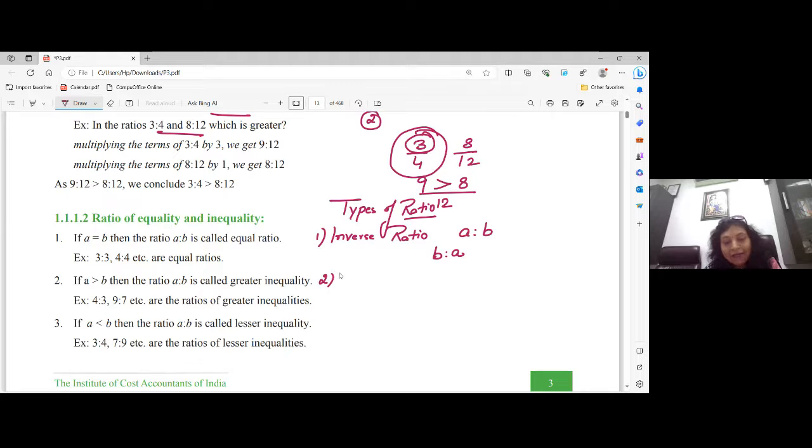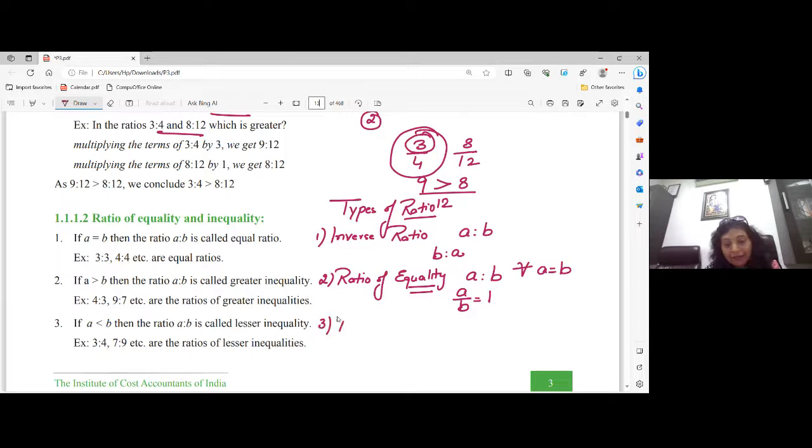Second, we have ratio of equality. Now, what is ratio of equality? If both the terms of the ratio are equal, that means we have the ratio A/B in such a way that A is equal to B. That means both the terms of the ratio are equal. So if I say A/B, that is equal to 1. This is called ratio of equality.